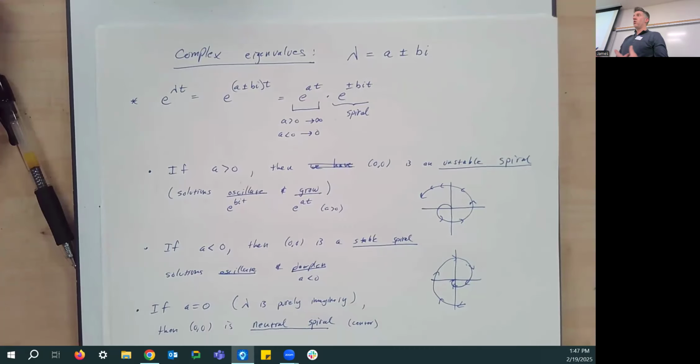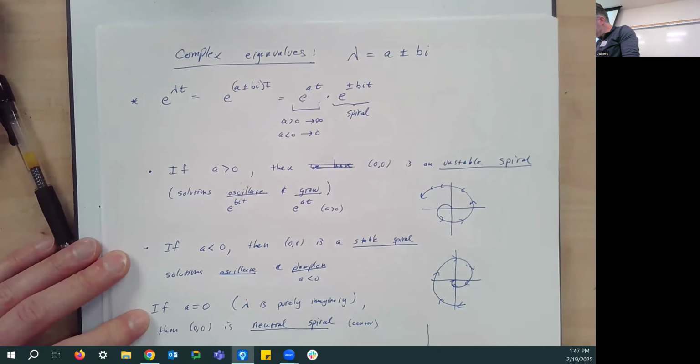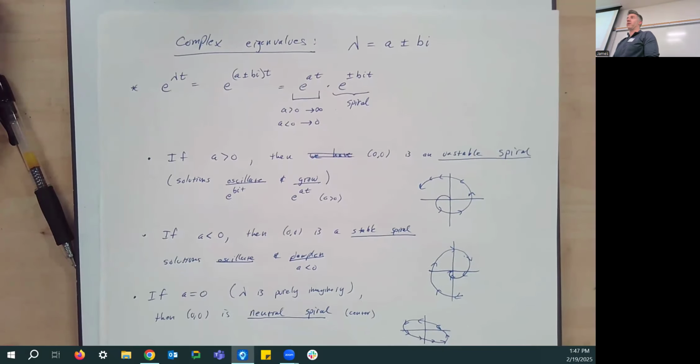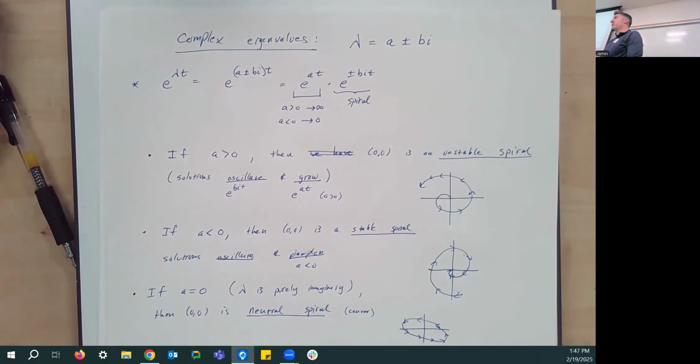So no growing or dampening, just keep oscillating back and forth, because you're only getting the cosine theta plus i sine theta part, and the other part isn't there. You're always going around in the same loop. You're never going further away from the origin, you're never getting closer to the origin. You're just doing the same thing forever and ever. Again, it's all based on what your eigenvalues are doing. You don't have to find the solution at all, you just find the eigenvalues.